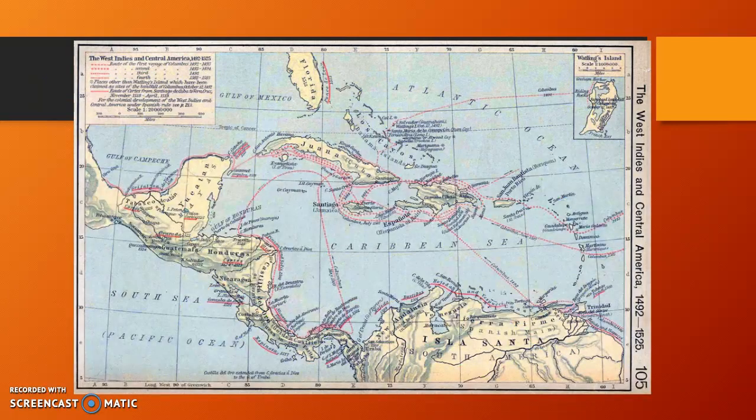And here's another map. I like this one because I feel like it differs from the last in that this looks like more of a map that maybe Columbus would have had during his time. So you can see the complexity of the routes and where he traveled.